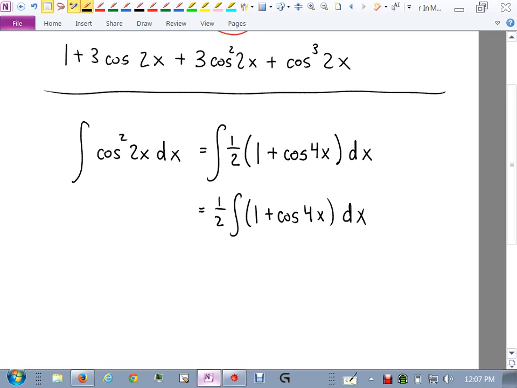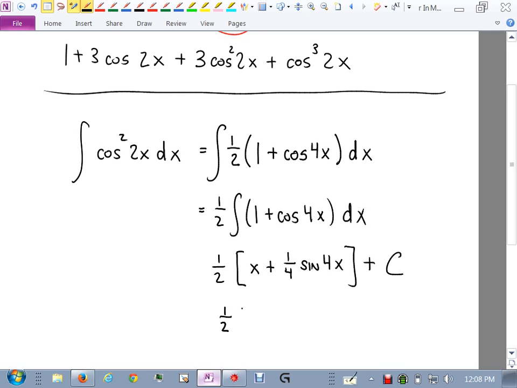Can you do the antiderivative of each of those? Okay, they are, so we get half. I'll leave the half for now. X, and then the antiderivative of cosine 4x is 1/4 sine 4x. Then plus a constant, right? We'll just throw that constant in later, but I'll put it in now for this particular problem. Then we distribute our 1/2 through, right?